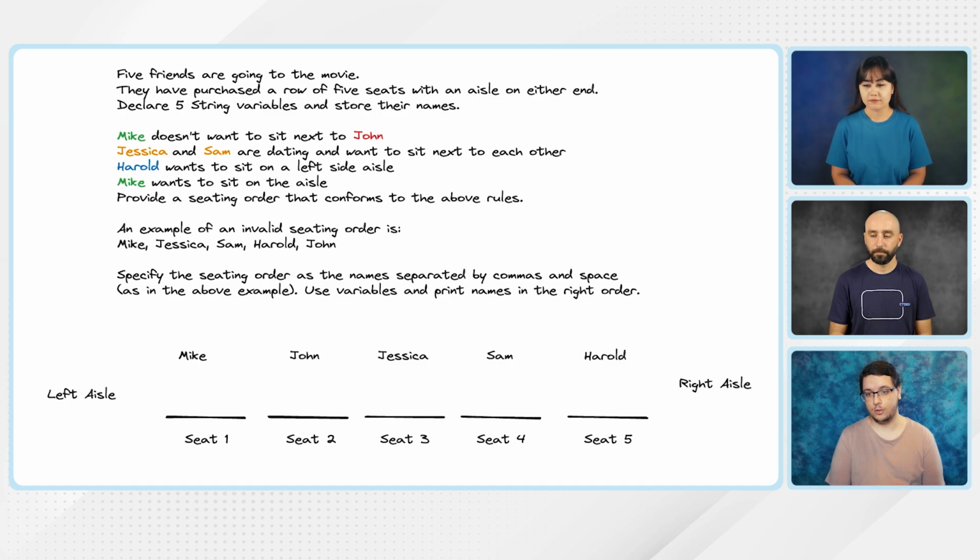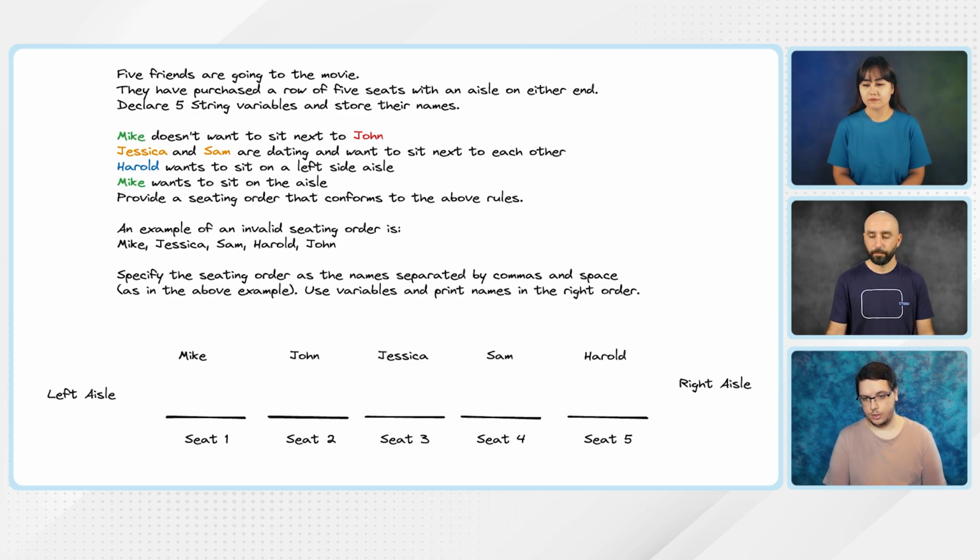So Mike doesn't want to sit next to John. Jessica and Sam are dating and want to sit next to each other. Harold wants to sit on a left side aisle. Mike wants to sit on the aisle. It says provide a seating order that conforms to the above rules. So I think we have 5 people, like I said, so we are gonna need to arrange the seating order for these people, and there are some rules. So for example, I cannot put Mike next to John because they don't want to sit right next to each other, right? So there are rules like this. Let me see what else the question says.